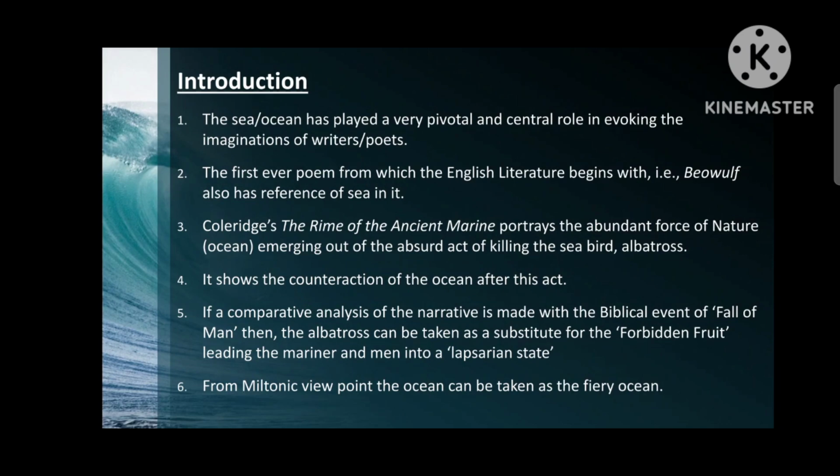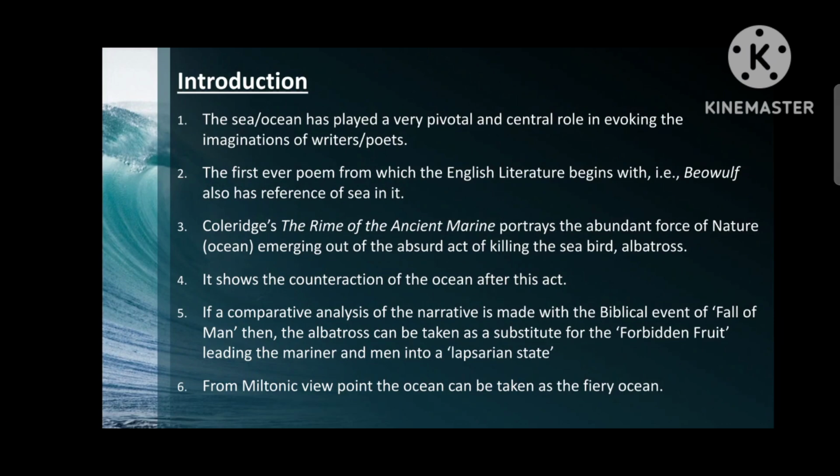Beowulf also has the reference of ocean or sea in it, right? Coming to the third point, Coleridge's The Rime of the Ancient Mariner portrays the abundant force of nature, ocean, emerging out of the absurd act of killing the albatross.